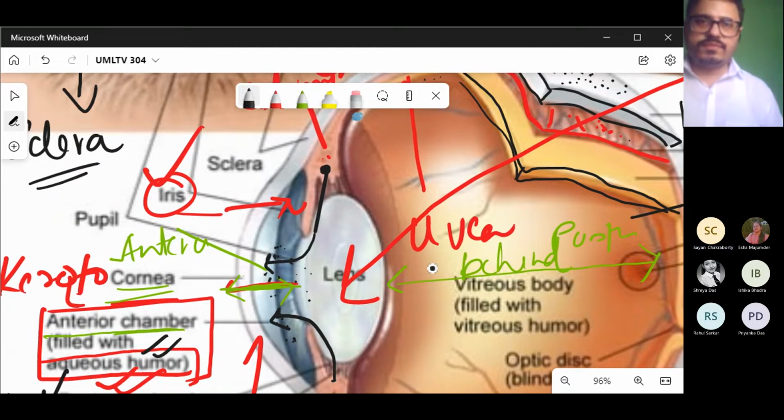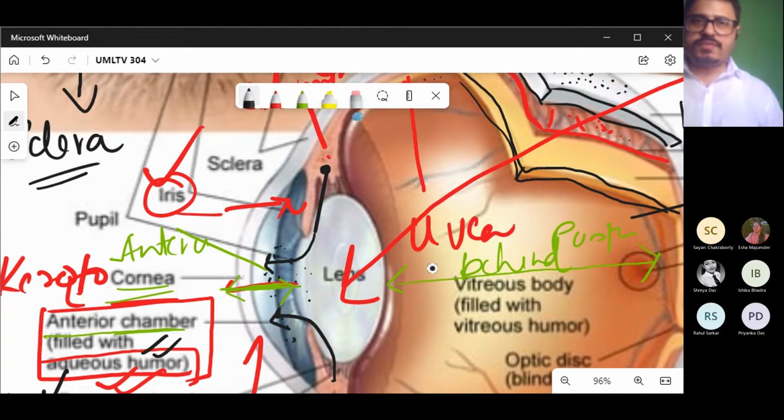Yes, sir. You might have heard the name of a disease called glaucoma. Have you ever heard this term before, glaucoma? Yes, sir. Glaucoma. This occurs because of excess aqueous humor in the anterior chamber.